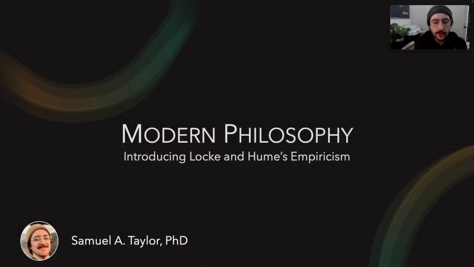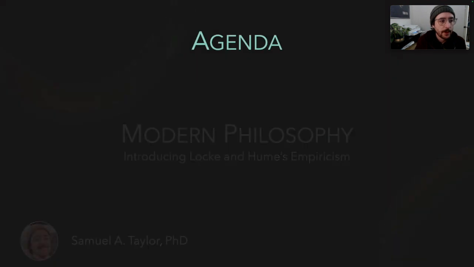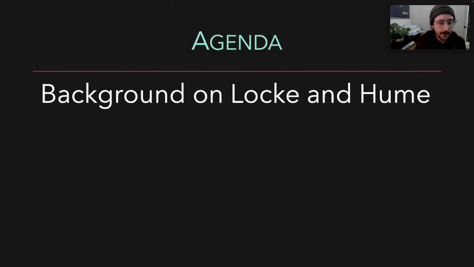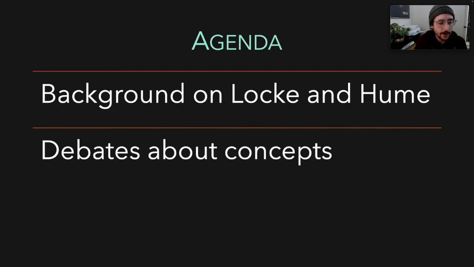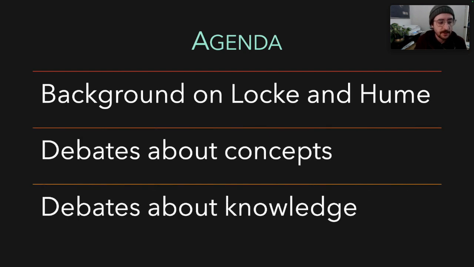This video is going to start our unit where we start investigating more empiricist approaches to philosophy during the modern period. We'll start by looking at two figures that are especially well known for advancing this kind of empiricist project, John Locke and David Hume. So in this video, we're going to start by just giving a little bit of background about both of these figures. Then we're going to talk about debates about concepts versus debates about knowledge. This is going to introduce this first unit here.